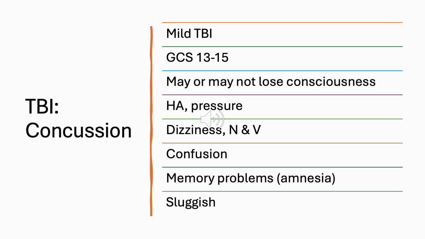Now, the Glasgow Coma Scale will be scored as 13 to 15, and I had gone over the Glasgow Coma Scale in the A&P and assessment lecture, okay? They may or may not lose consciousness if they have a mild TBI. They are definitely going to complain about headache or pressure. They may have amnesia, they may not. They may lose consciousness, they may not. They may complain of dizziness, nausea and vomiting, confusion, and they'll be sluggish. Another concussion within 10 days could increase the risk of brain problems, and they may have problems with memory and attention for up to 4 weeks.